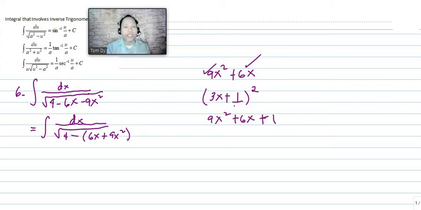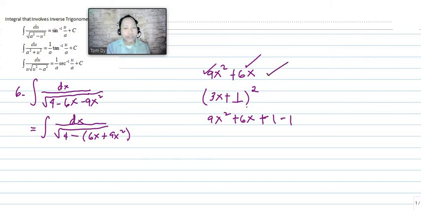Okay, so this is how we square this binomial, which is equivalent to 9x squared plus 6x plus 1. However, from our problem, we have here 9x squared plus 6x. There's no plus 1 here. Therefore, we have to subtract by 1. If we add 1, then we will subtract here by 1, so that 1 minus 1 equals 0. So what remains here is 9x squared plus 6x.